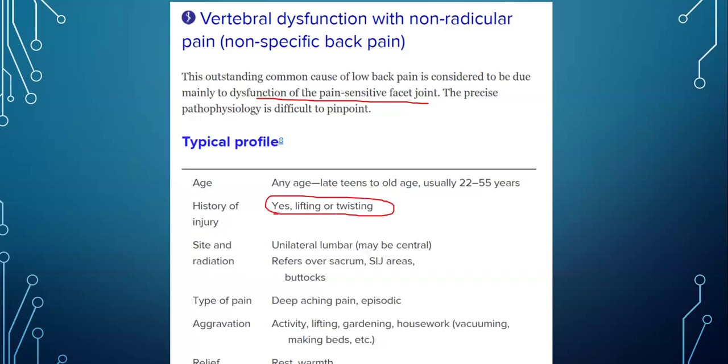So the patient might be doing some lifting or maybe got a twisting injury on the back, and suddenly there is a localized low back pain, and the pain gets worse with activity, lifting, gardening, or housework, and gets better with rest. So kind of a mechanical pain. Okay, and it will be a deep aching pain.